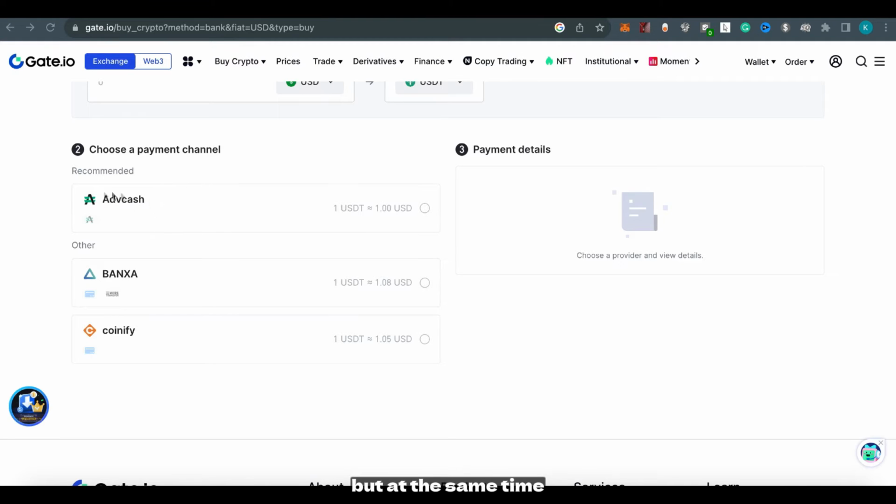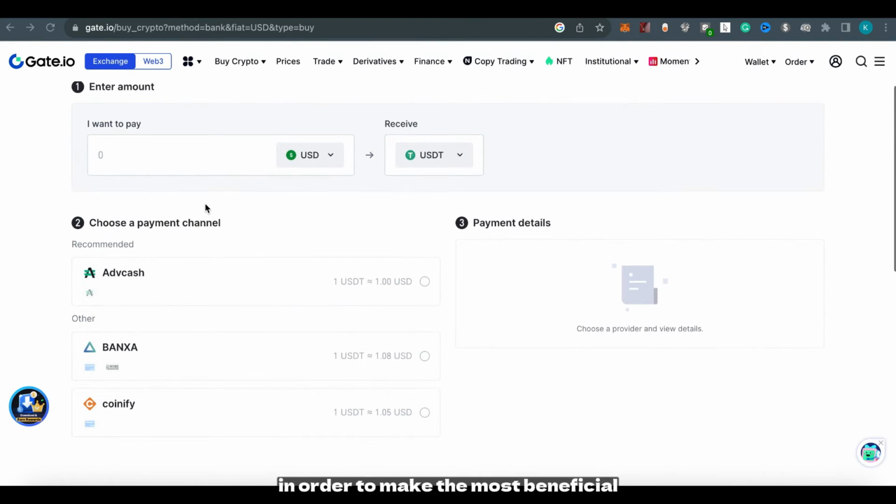But at the same time, you need to think that if you already have the Cash account, that's fine. But if you don't have it, first of all, you need to register it, then you need to top up the Cash account, which is also going to consume some fees. So all this kind of stuff you need to keep under your own calculation in order to make the most beneficial top up of Gate.io.